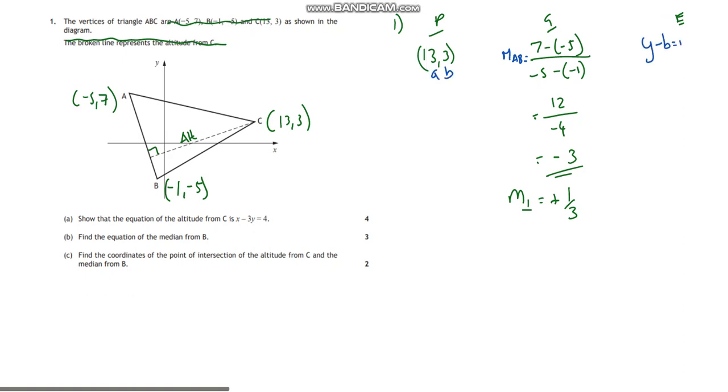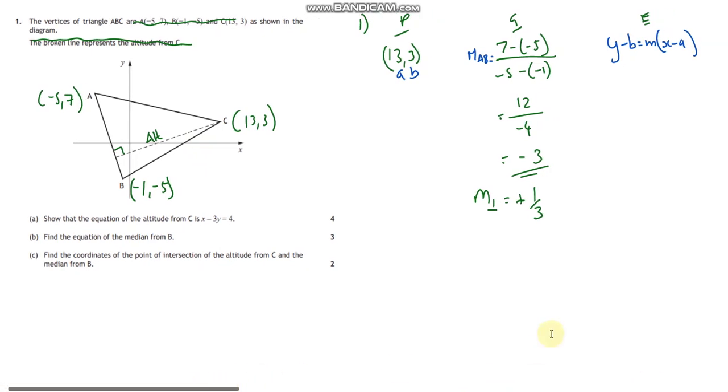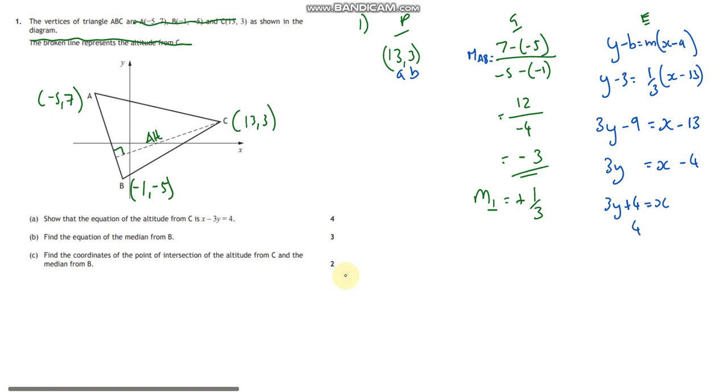So don't be a hero, just label your point up a and b to remind yourself. So y take away b is m(x minus a). There we go. So y take away 3 is 1/3 (x take away 13). So times everything by 3 just to get rid of that third. So that's 3y take away 9 equals x take away 13. And I'll add 9 to both sides. That'll be -4. And let's see, how's that looking? Yeah. So they've got it with 4 on one side. So, okay, I could bring the 4 over. So it's 3y plus 4 is x. So 4 is equal to x take away 3y.